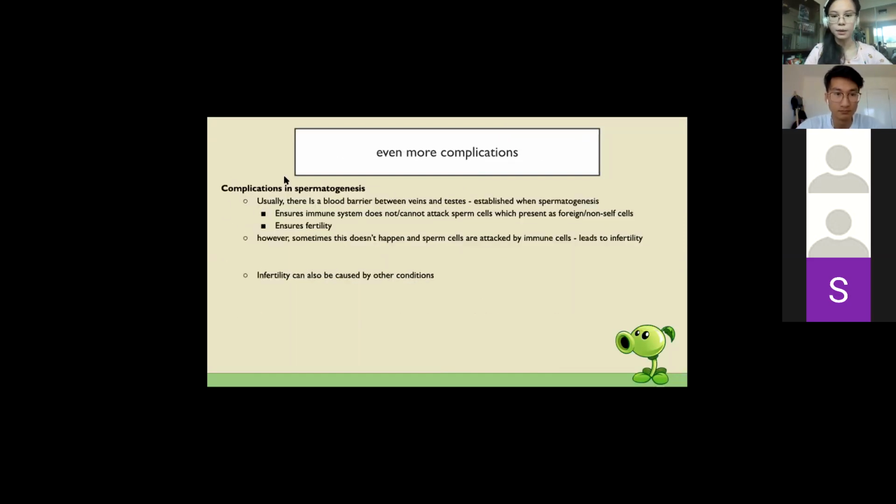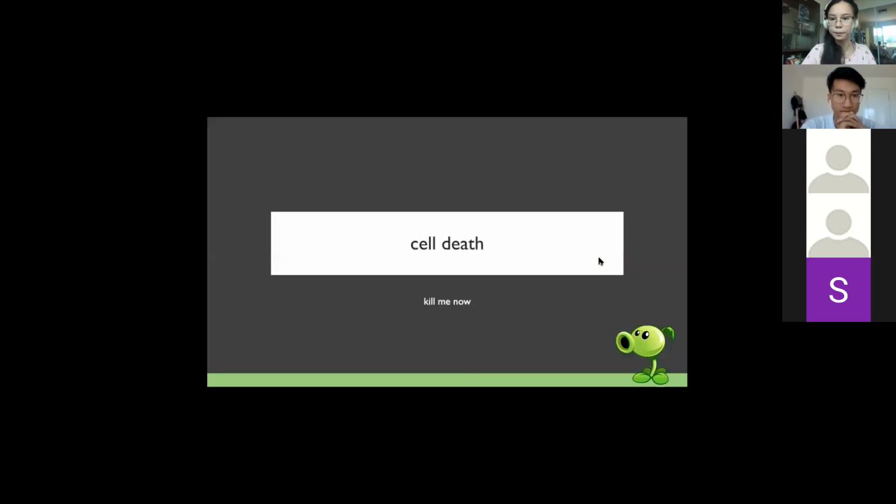Complications in spermatogenesis. Sometimes the sperm cells are attacked by immune cells. Usually this doesn't happen because of a blood barrier between your testes, where your sperm cells are being made, and the veins. Sometimes that blood barrier doesn't occur, and so the sperm cells are attacked by immune cells, leading to infertility. It can also be caused by other conditions, but this is one way it can occur.